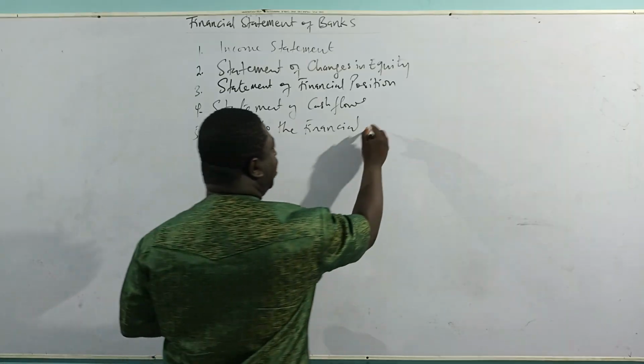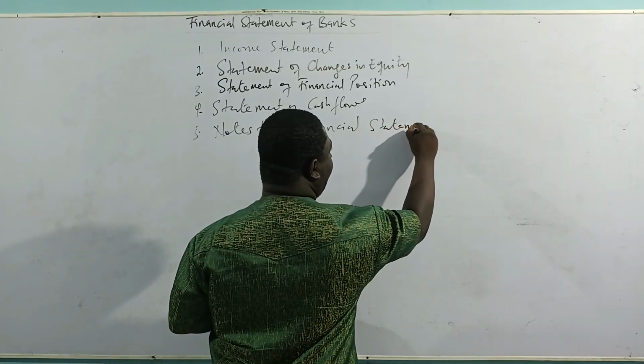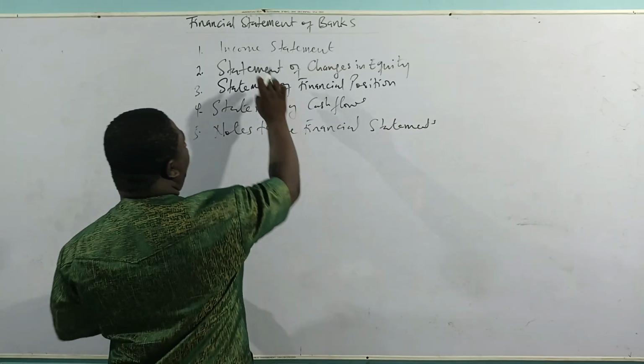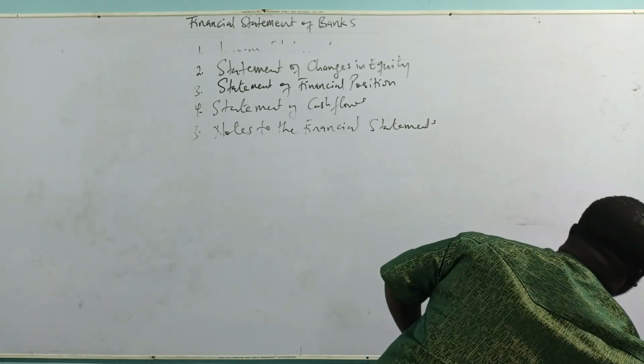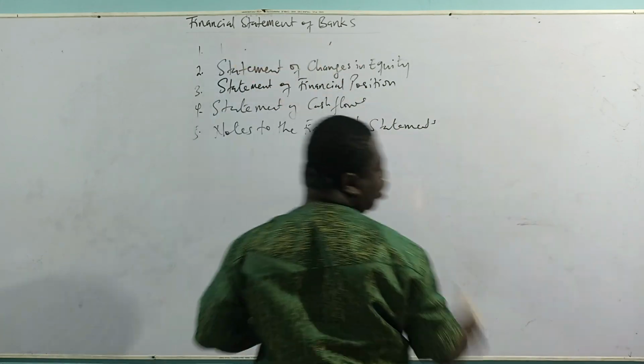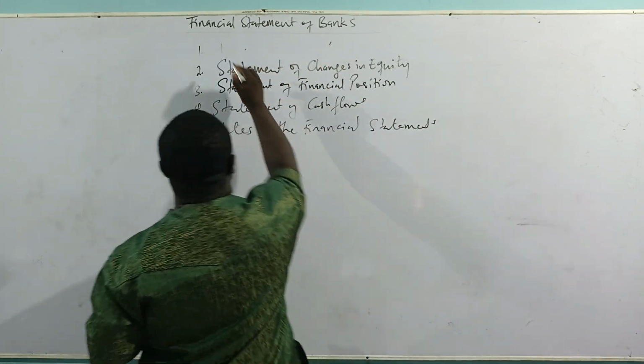So, notes to the financial statements. The first one, which is the income statement, you can also call it statement of profit or loss, so that it will be uniform to what we have in the conceptual framework.